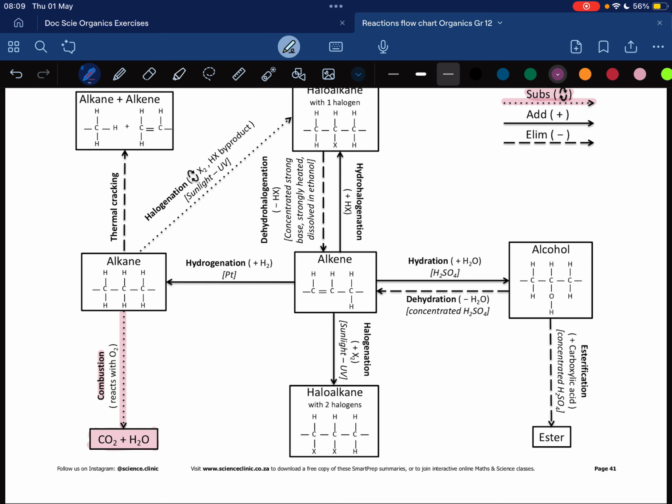So if you look, you'll see that it is an elimination reaction, because obviously we are eliminating water in this reaction. So an alcohol becomes an ester through esterification by adding it to a carboxylic acid as well as concentrated H2SO4. Then we have the product of an ester. So we've done two now. We've done the combustion, which is a reaction with oxygen to form CO2 and H2O. And we've done the esterification, which is the alcohol which reacts with a carboxylic acid and concentrated sulfuric acid to get to that ester.